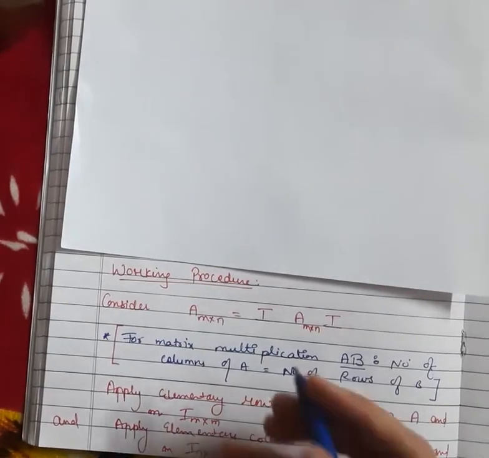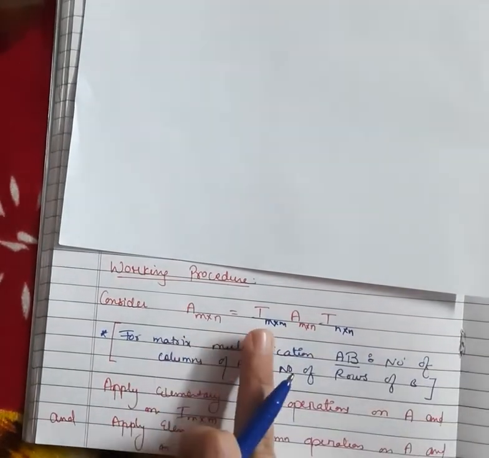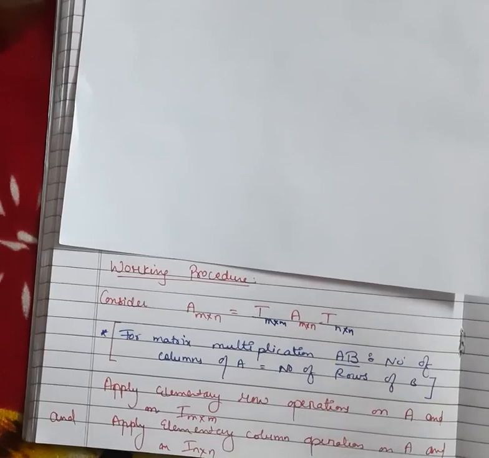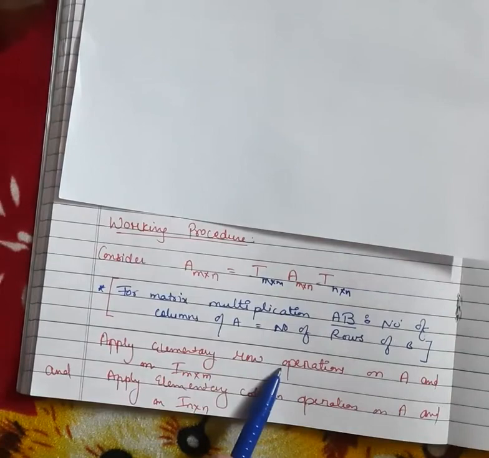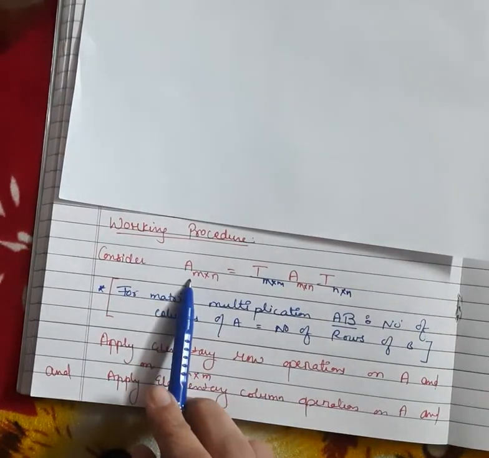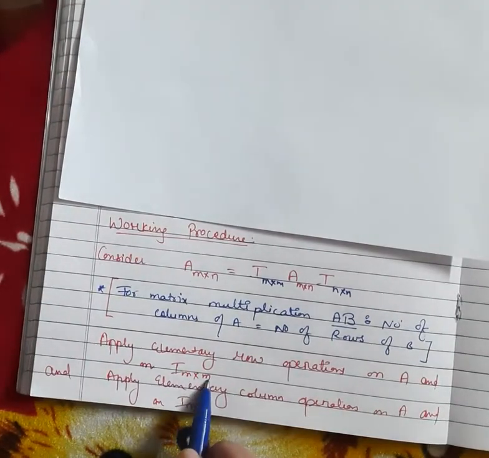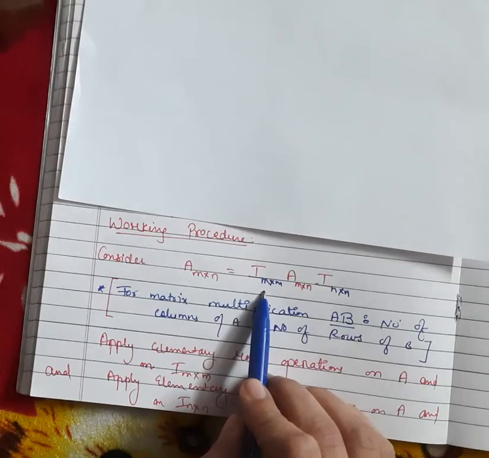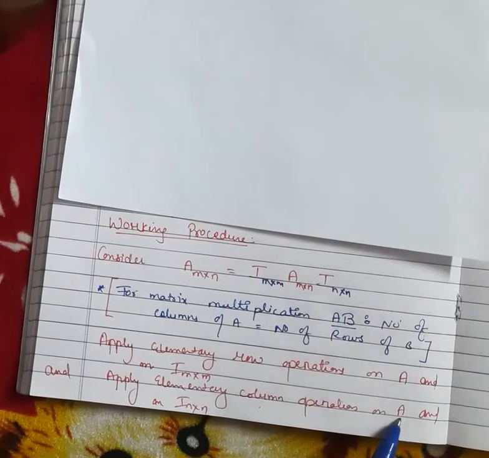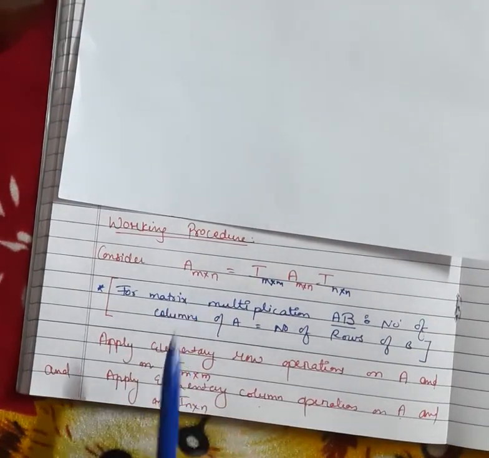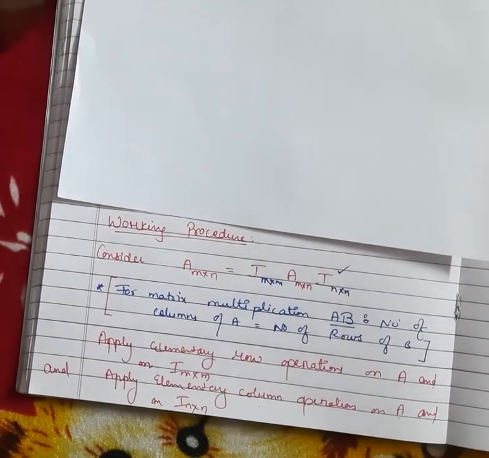Now once we have written the matrix A in the form of IAI, in the next step in the working procedure, we will apply elementary row operations on this matrix A which is written on left hand side and apply the same operation on the identity matrix which was of order m cross m, or we can say the first identity matrix. And similarly we will apply the column operation on the matrix A on the left hand side, and then we will apply the same operation on the second identity matrix I n cross n.